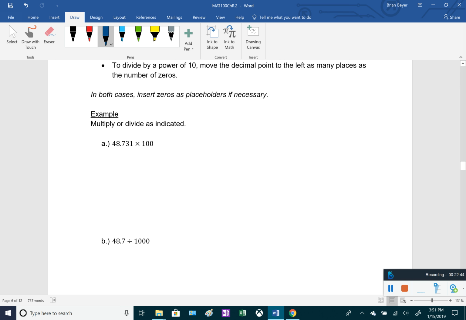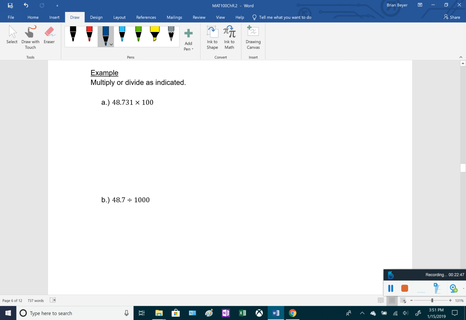So for example, let's multiply or divide. If we have 48.731 times 100, there are 2 zeros in 100. So we have to move the decimal place over to the right 2. So this is just going to be 4,873.1. The reason why the shortcut works with a power of 10 is because we are in the decimal system, meaning base 10 system.